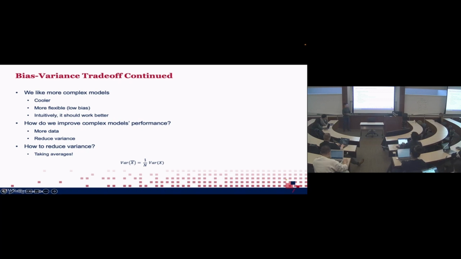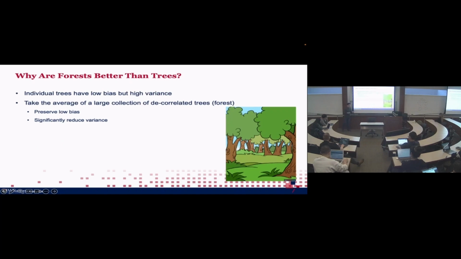So can we use this to decrease the variance of complex models? That's exactly what we're doing for random forest. Each individual tree has low bias, but very high variance. It's split arbitrarily, and if you give a very slightly different data set, it's split completely differently. Then how do we reduce this variance? We just draw a large collection of decorrelated trees.